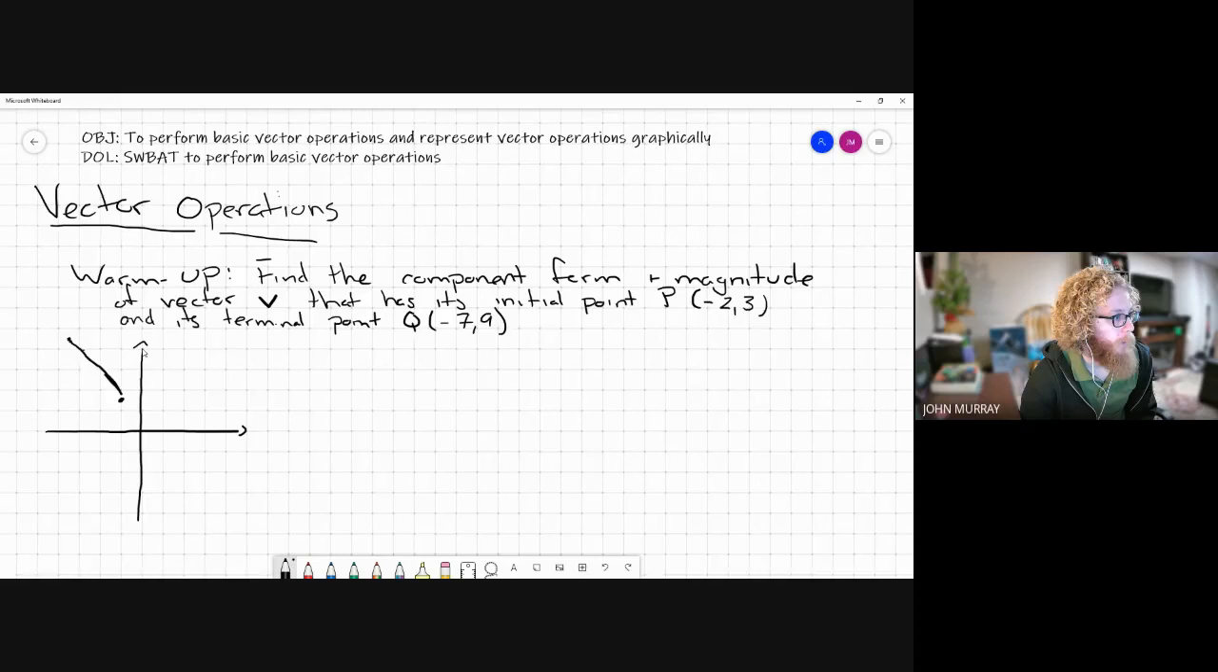I'm having such a hard time today. All right, so there is our vector. A really crappy drawing, but there's our vector.